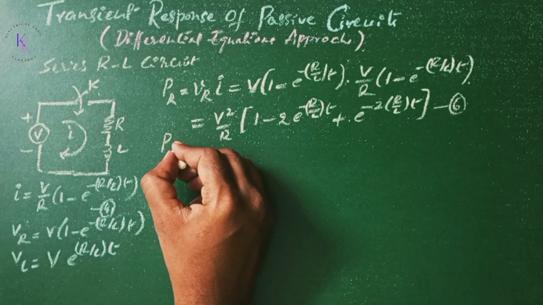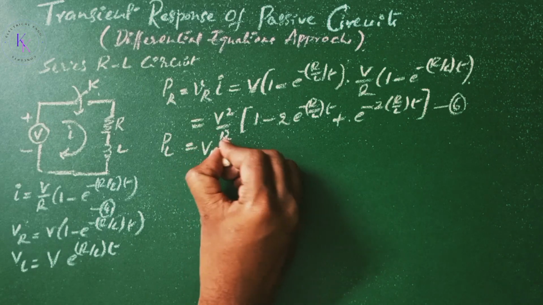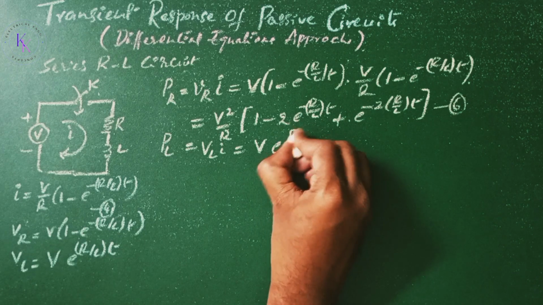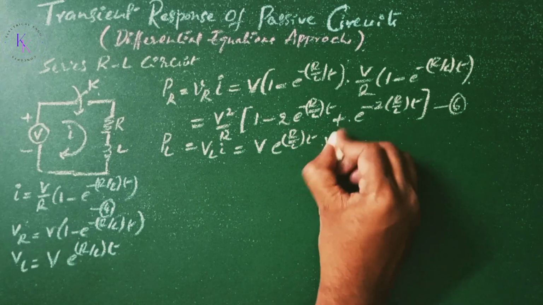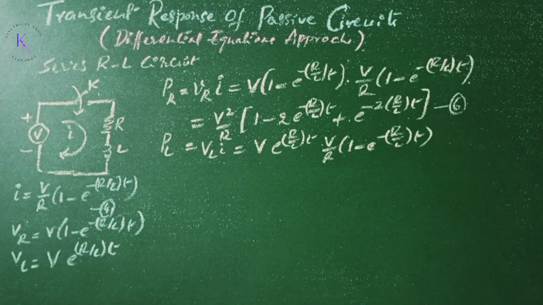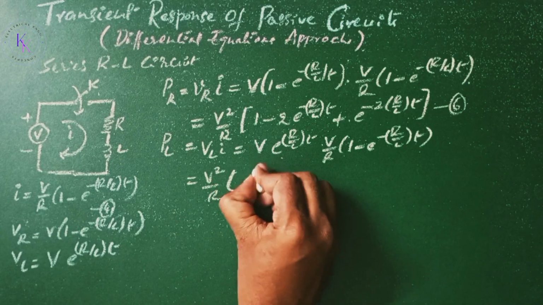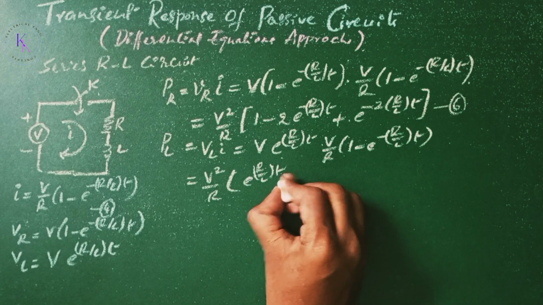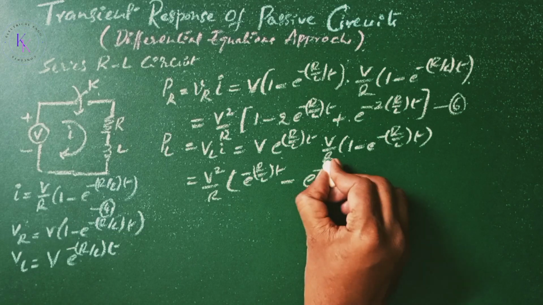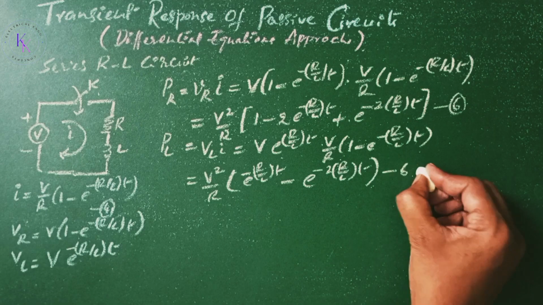Equation number 6a. The instantaneous power in the inductor, that is PL, is given by VL times I, that equals V e to the power of minus R by L of t multiplied by V by R times (1 minus e to the power of minus R by L of t). Now we get V square by R times (e to the power of minus R by L of t minus e to the power of minus 2 R by L of t). Let this be equation number 6b.